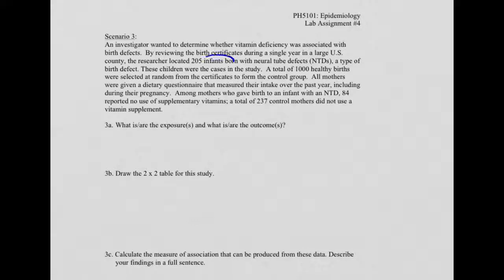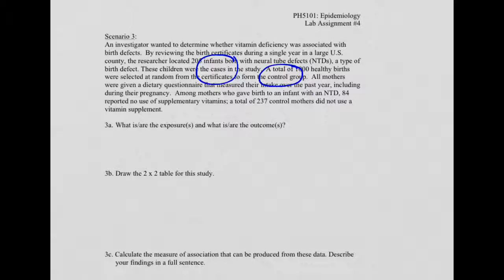So here we go, we're talking about cases. A total of 1,000 healthy births were selected at random from the certificates to form the control group. So here we go, cases and controls. And in this case, it's because neural tube defects are extremely rare outcomes. So we'd need to do a case control study to look at the exposures associated with that outcome.